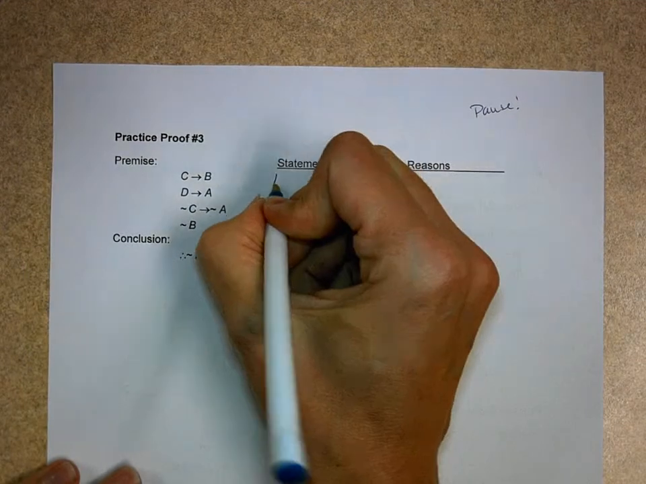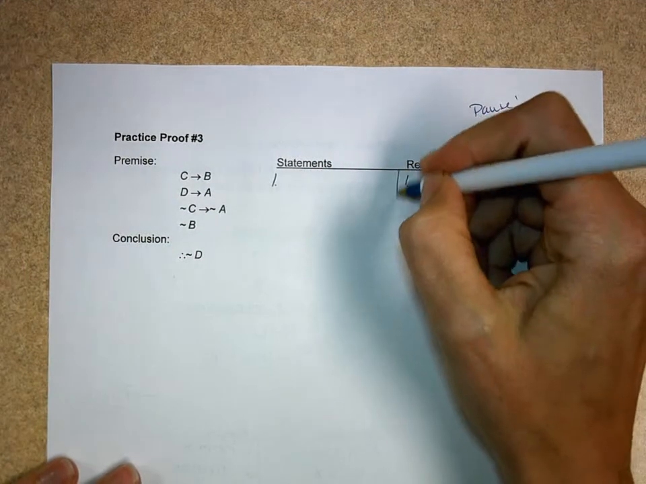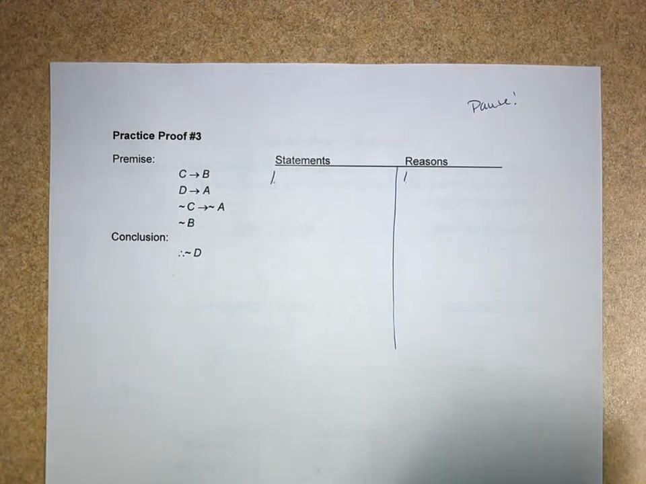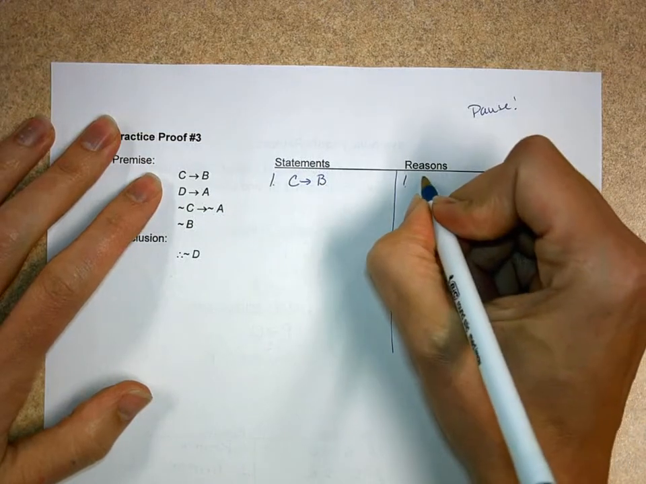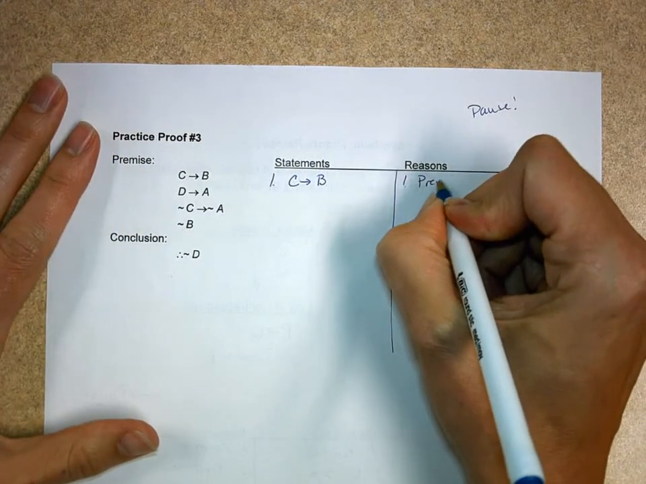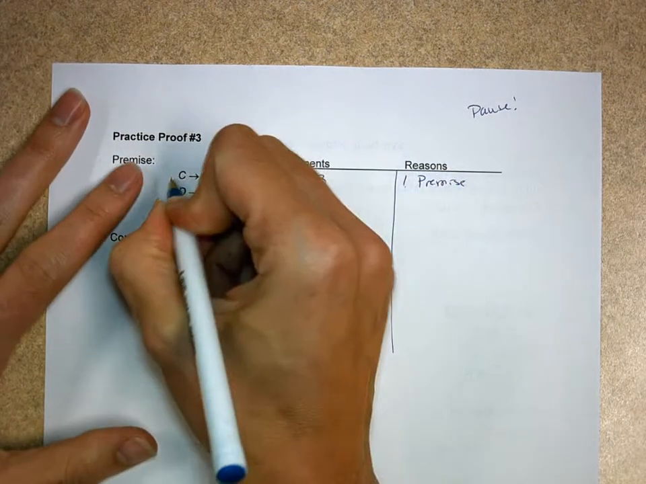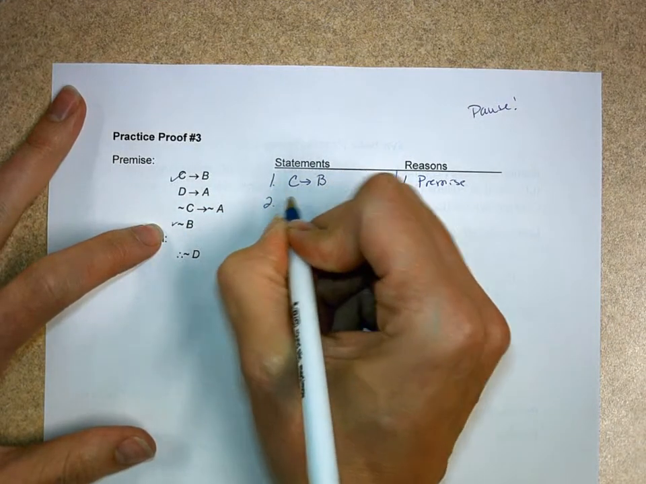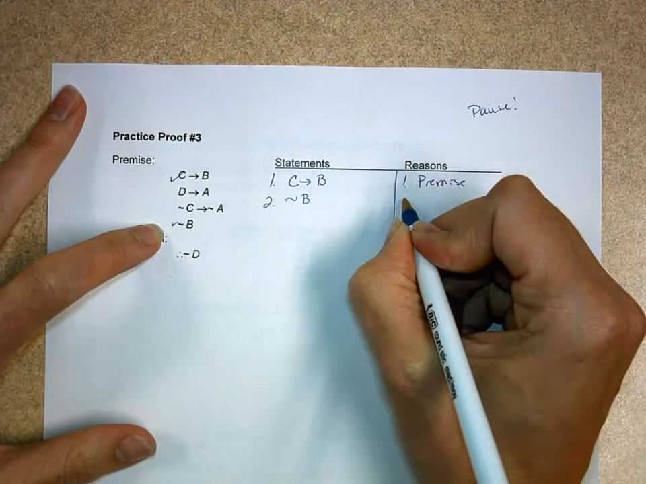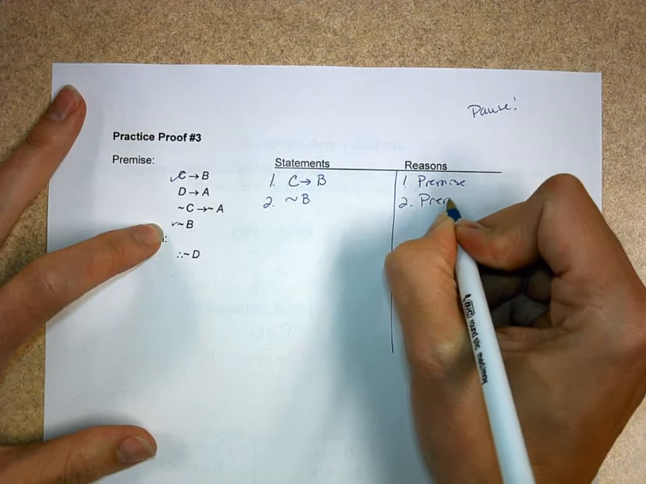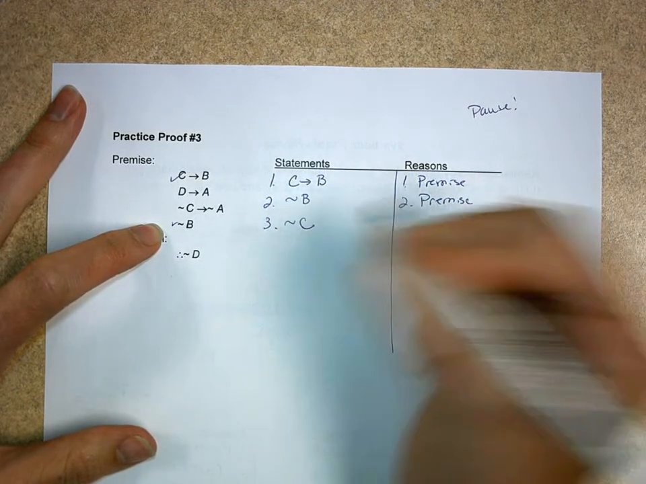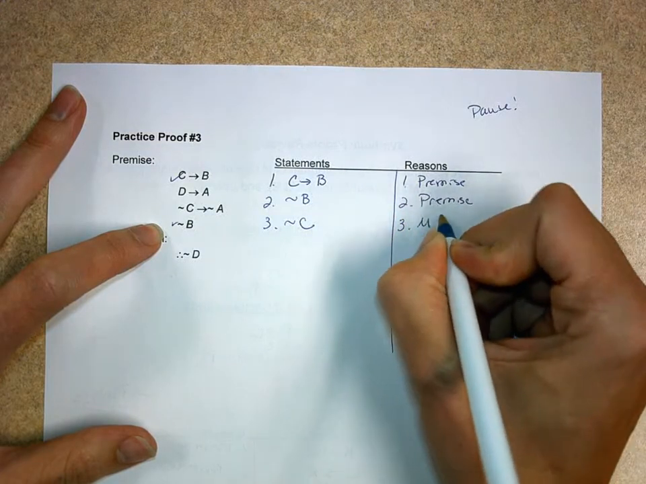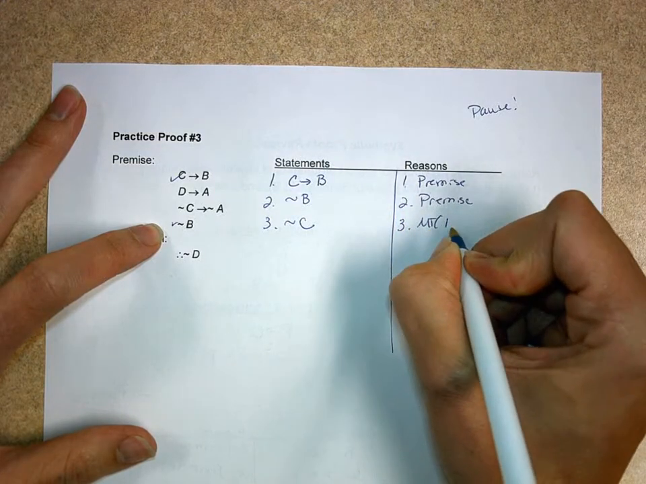So I'm going to go with this first one. Okay, so I'm going to put my line here. The first one I'm going to go with is if C, then B, okay? And that is going to be my premise. And the very next one I'm going to put is the not B. Now the reason why I picked it is I know I could do modus tollens with this one. So I get not C. I get modus tollens 1 and 2. Oops, I forgot my T there.